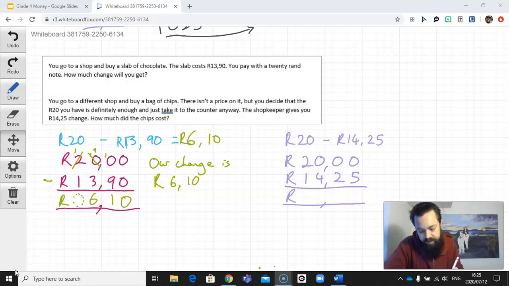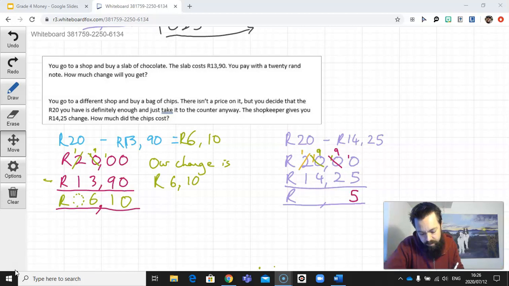Well, 0 minus 5, I can't do. We've got to go all the way over to here to borrow. This becomes a 10, which we then cross out, and it becomes a 9. That becomes a 10, which we then cross out, and that becomes a 9, and now that's a 10. So 10 minus 5 is 5.